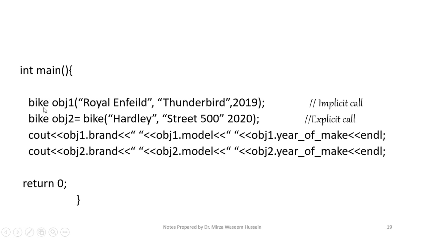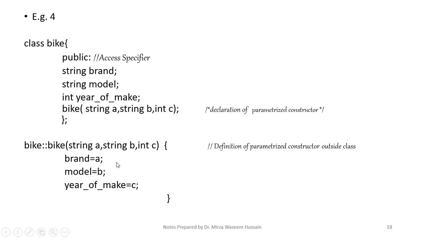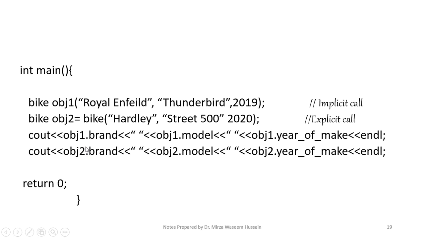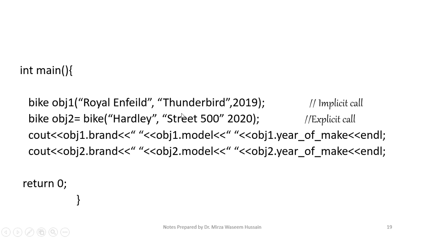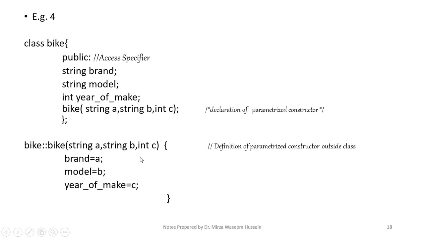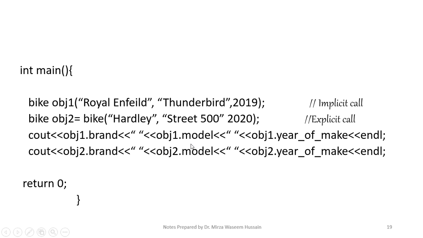Then in the main function we create a bike object and pass Royal Enfield, Thunderbird and 2019. These will be copied to the constructor arguments: string A will have Royal Enfield, string B will have Thunderbird, and int C will have 2019. This type of calling is called an implicit call.